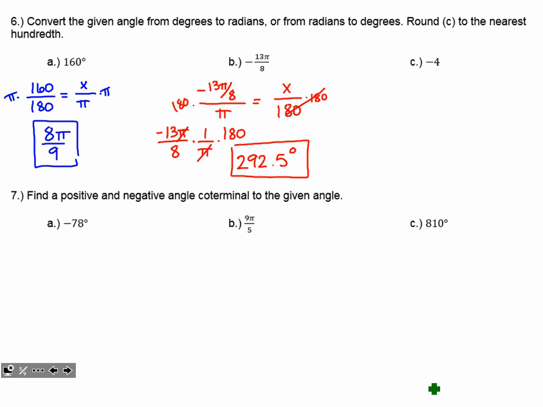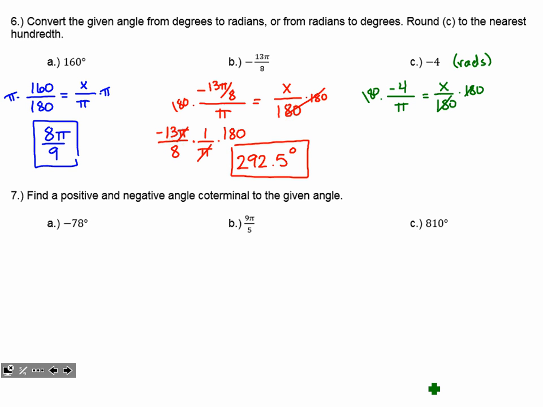Letter C, I've got negative 4. There is no degree sign there at the onset, so that is a radian measure. So negative 4 in radians over pi equals some number of degrees out of 180. Let's multiply both sides by 180. I find that with that angle measure, I don't need to say x equals there. We're not solving an equation. So let's see what we got.